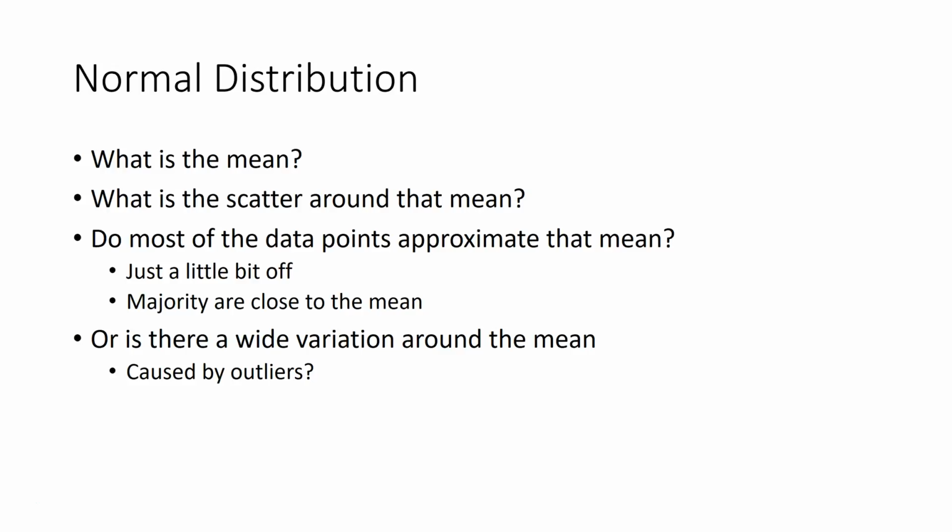And what we're trying to see is, do most of the data points approximate that mean? Are they just a little bit off? Are the majority close to the mean? Or do we have a much wider spread? Is there a wider variation around the mean that could be caused by outliers or some other artifact in the data?